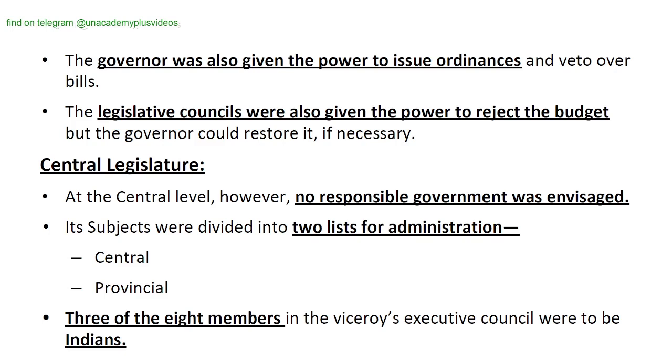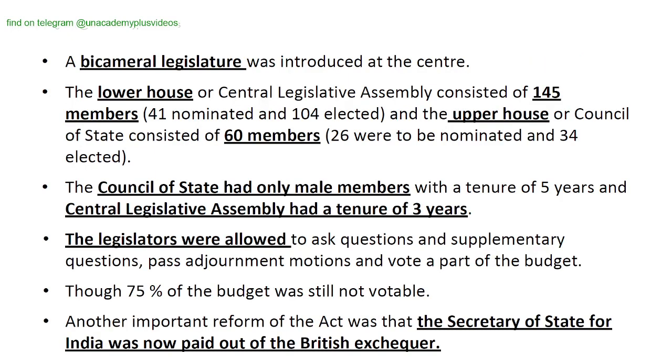Central legislature. At the central level, however, no responsible government was envisaged. Its subjects were divided into two lists for administration: central and provincial. Three of the eight members in the Viceroy's Executive Council were to be Indians. A bicameral legislature was introduced at the center.